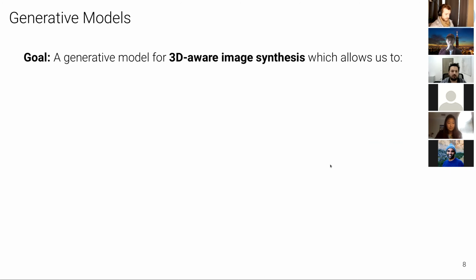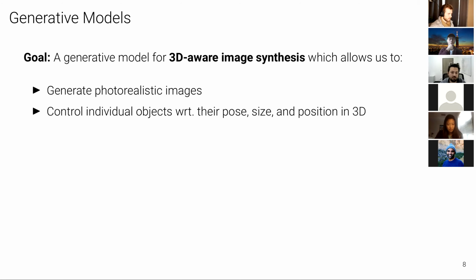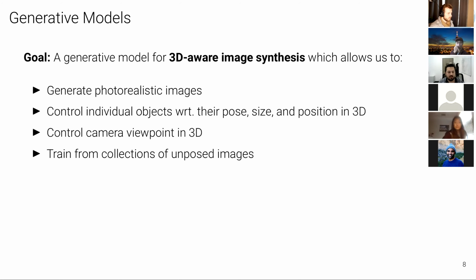To be more specific, our goal is a generative model for 3D-aware image synthesis, which allows us to generate photorealistic images, but then also we want to have control over individual objects with respect to their pose, size, and position in 3D. We also would like to be able to control the camera viewpoint. And lastly, in these projects, we consider the case where we train from raw unposed image collections. This means that you just have a large set of images without any additional information.